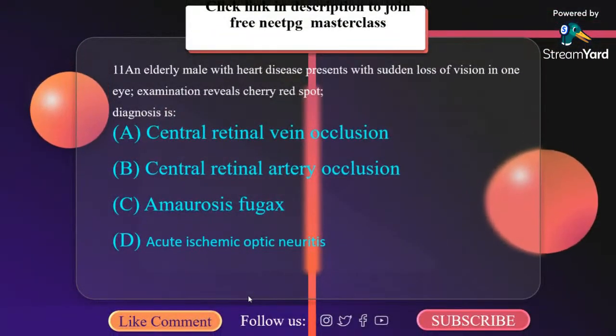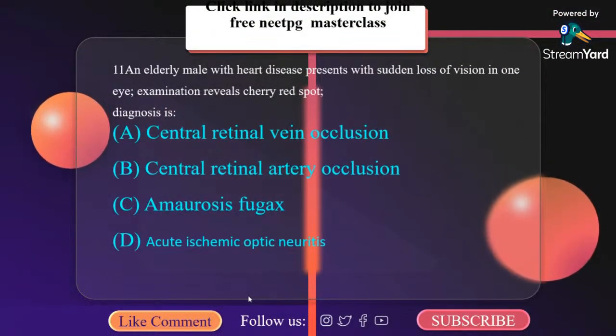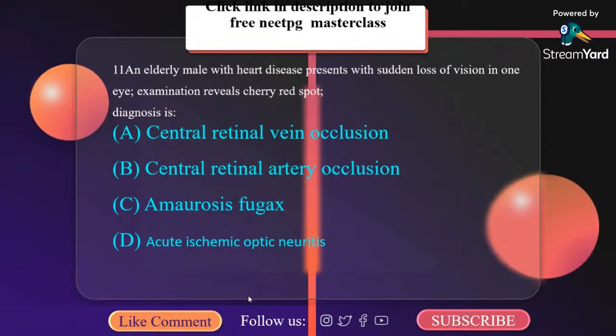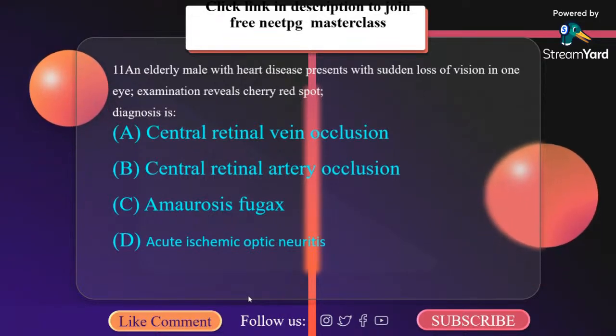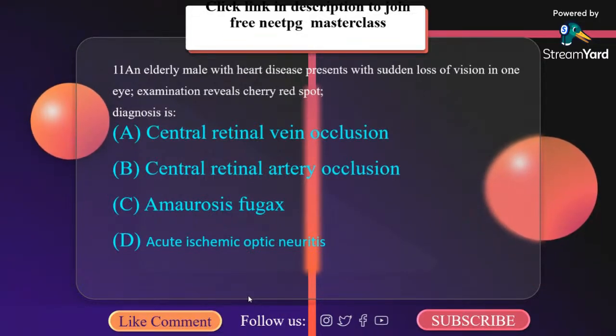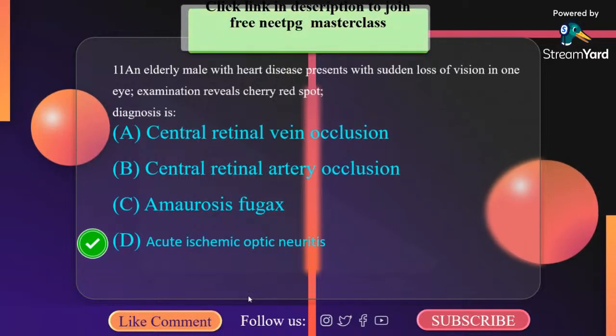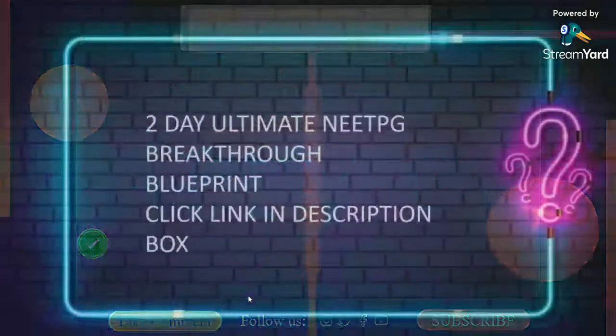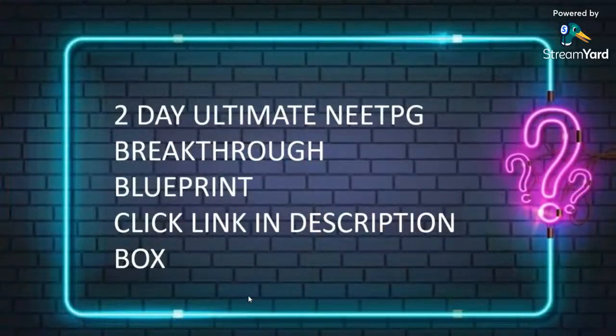An elderly male with heart disease presents with sudden loss of vision in one eye. Examination shows a cherry red spot. The diagnosis is acute ischemic optic neuritis.